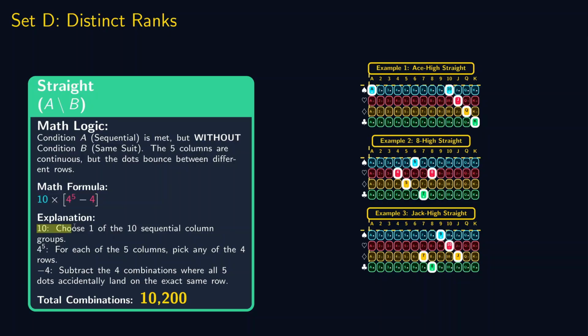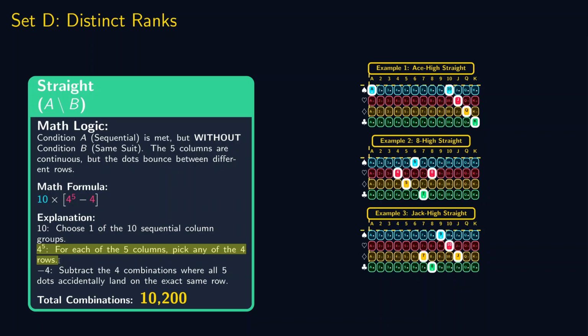The 10 counts the number of valid sequential windows of 5 consecutive columns in a 13-rank deck. We have established this number before. There are exactly 10 such windows, from the ace-low 5-high sequence all the way up to the 10 through ace royal sequence. 4 to the 5th power counts the number of ways to assign a row to each of the 5 columns. For each column in our chosen window, we can place the dot in any of the 4 rows, any of the 4 suits. And since each column makes its row choice independently, we multiply 4 by itself 5 times. 4 to the 5th power equals 1024. This counts every possible combination of suit assignments across the 5 consecutive columns.